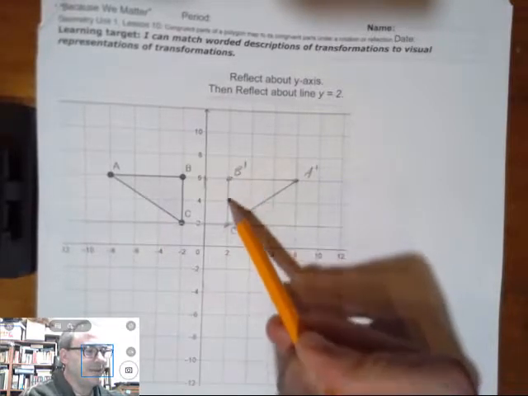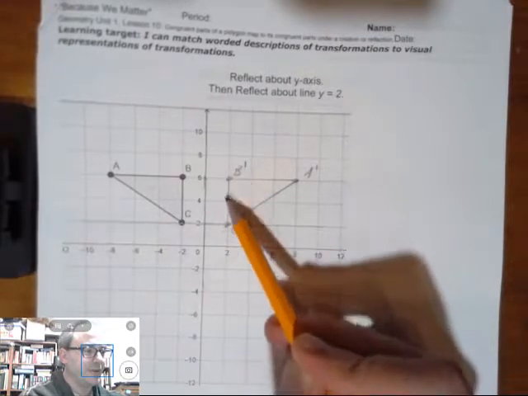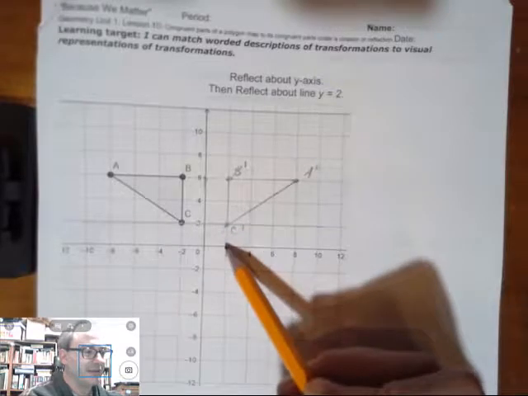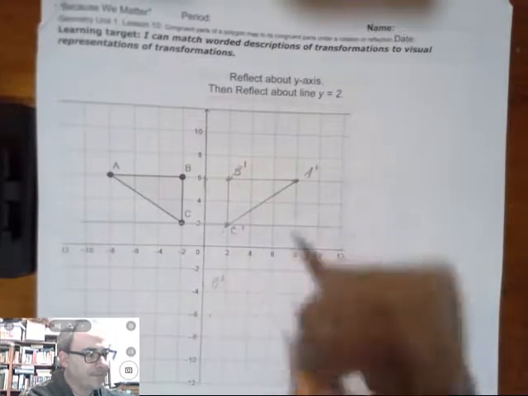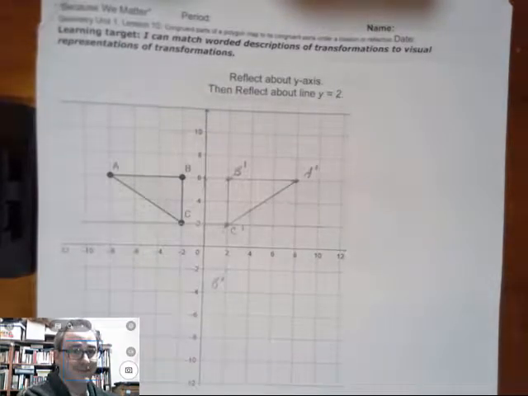So here we go. There's the line. 1, 2 away from the line. There's B1. 1, 2 units away from the line. So I reflect over 1, 2 units. There's B prime prime.